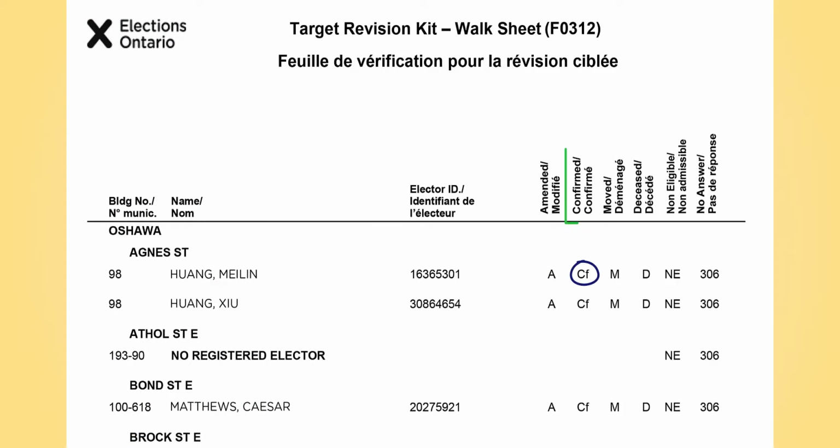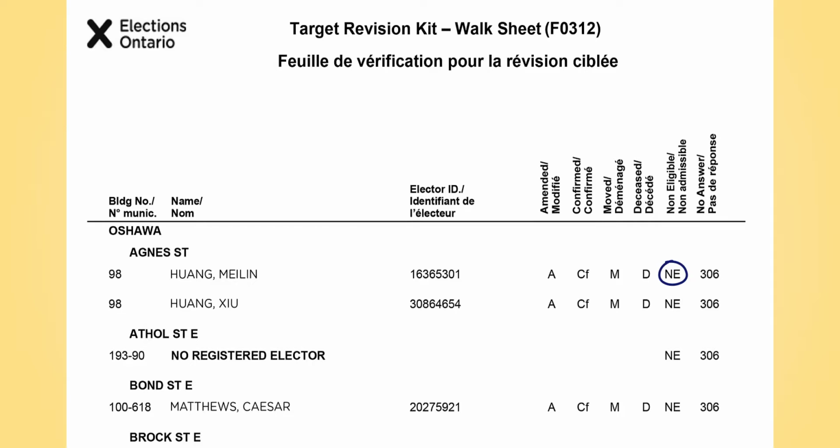CF is for confirmed. Revising agents will circle this if the elector is still at that address and no information needs to be revised. M is circled when the elector has moved from that address. D is used if an elector has been confirmed deceased. NE is for an elector who is not eligible to be on the list.